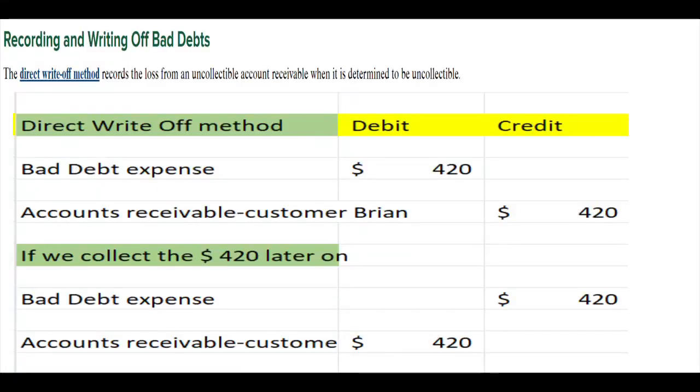If customers do not pay us, then we create a bad debt. These are amounts which we cannot collect. When we use the direct write-off method, we debit bad debt expense, credit accounts receivable. If later on, we are able to collect $420 from customer Brian, we reverse the entry we made: credit bad debt expense, debit accounts receivable.